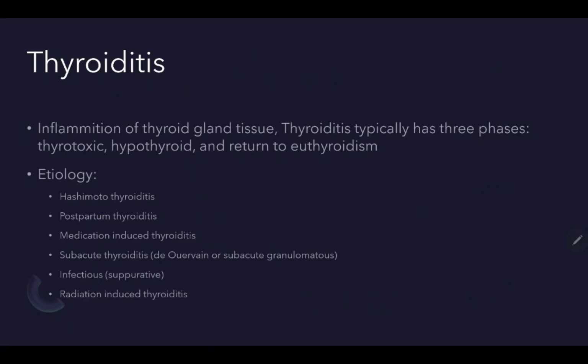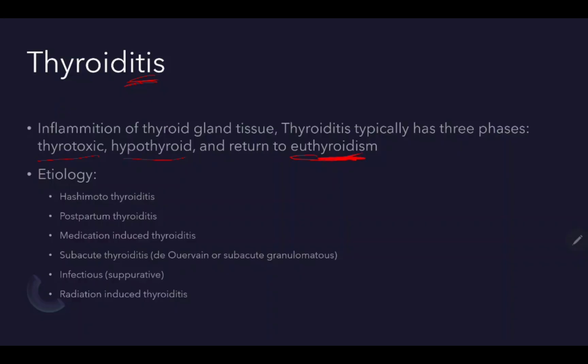Okay, right now we finished the hyperfunction diseases or disorders. Right now we're going to talk about thyroiditis. And thyroiditis in a nutshell means an inflammation, because we have itis in the end of it. It's the inflammation of the thyroid gland. Typically it has three phases. It starts with hyperthyroid, then hypo, then returns to the euthyroid.